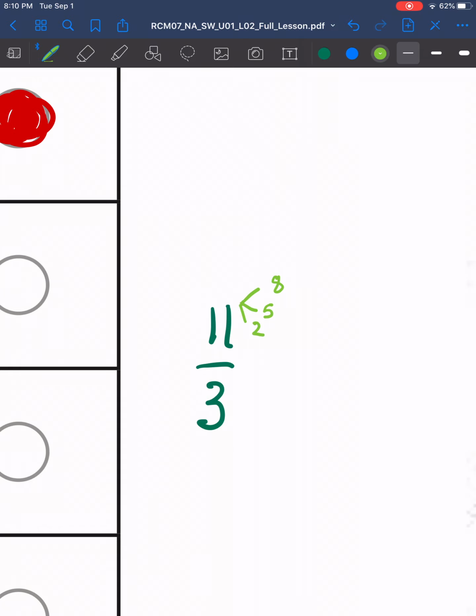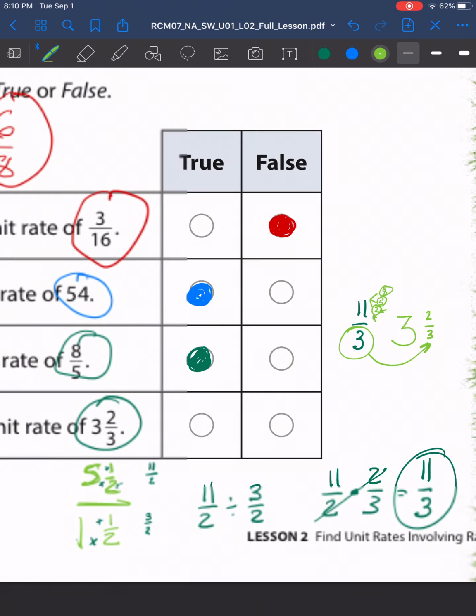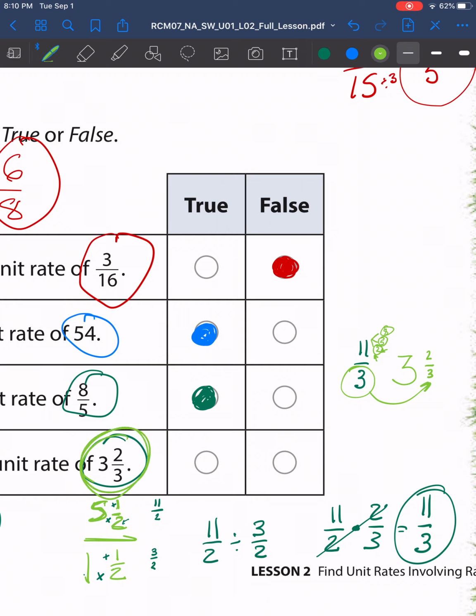Okay. How many times was I able to take 3 out of 11 without going too low? 1, 2, 3 different times. So that 3 is going to be our whole number 3. Okay, big 3. Now, what's left over? A 2. That's where we ended, right? That's where we stopped. So that's going to be our new numerator, and then we just keep the denominator the same. So now, did we get 3 2/3? Yes, we did. So it is true.